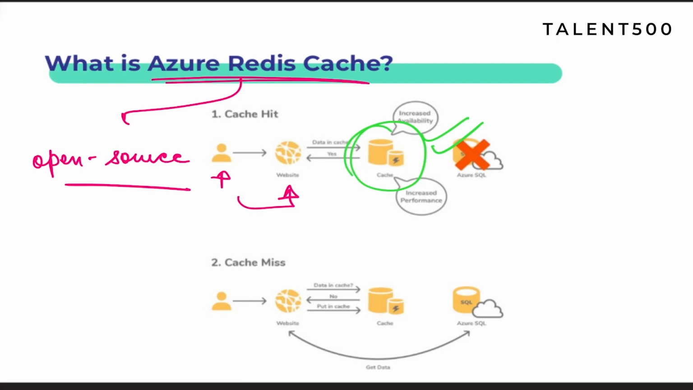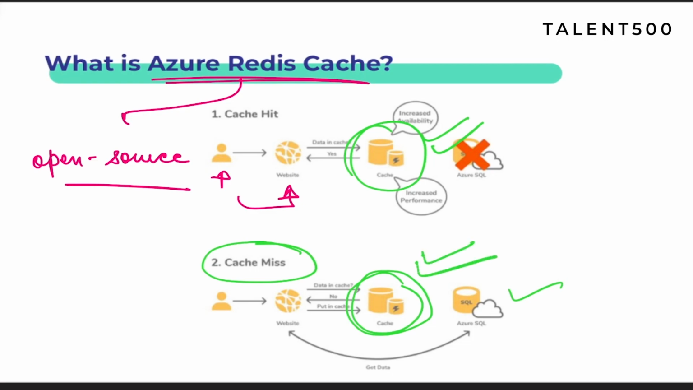Also, when you talk about Azure cache, let us say you want to access some data. You try to locate some data, and if that data is not available in your cache, it gets the data from your Azure SQL and puts it in your cache as well.